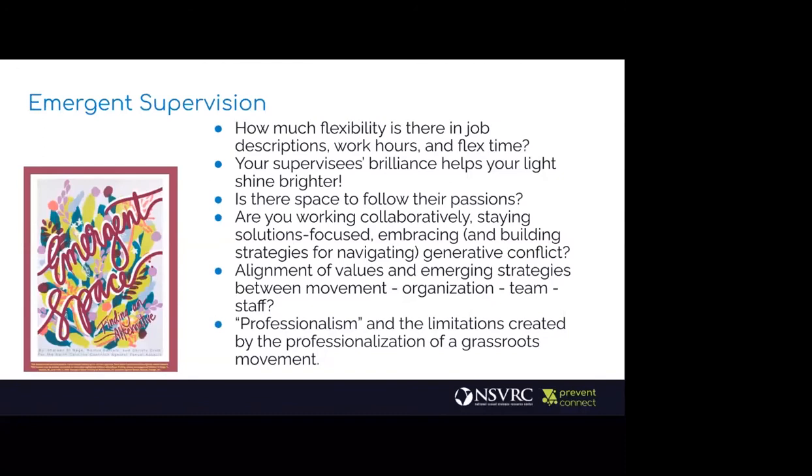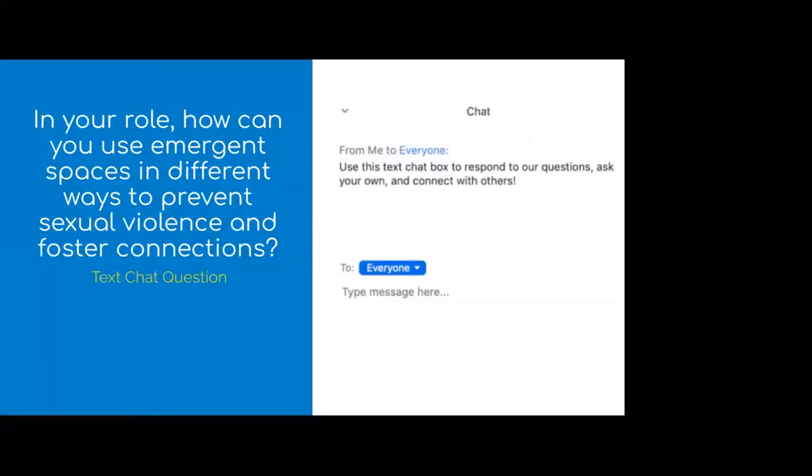I want to really echo some of the appreciation coming through in the chat, that people feel really grateful, feel really heard in the last section that all of you walked through. And we have about 10 minutes of our time left with each other. So we want to give you all a moment to think about, in your role, how can you use emergent spaces in different ways to prevent sexual violence and foster connections? Folks have already been making those connections in the chat, but we want to have a bit more space for people to think about this and respond in the text chat.